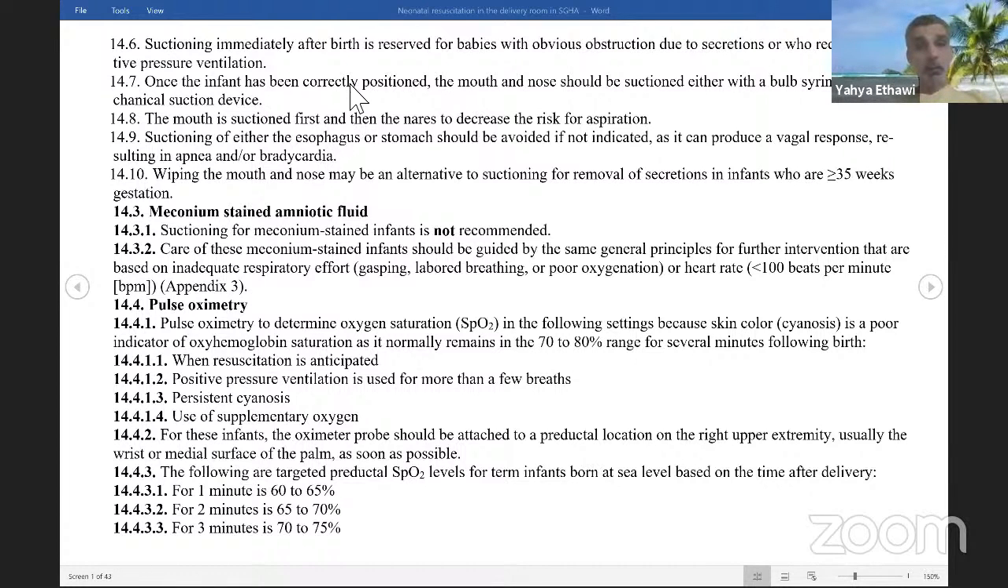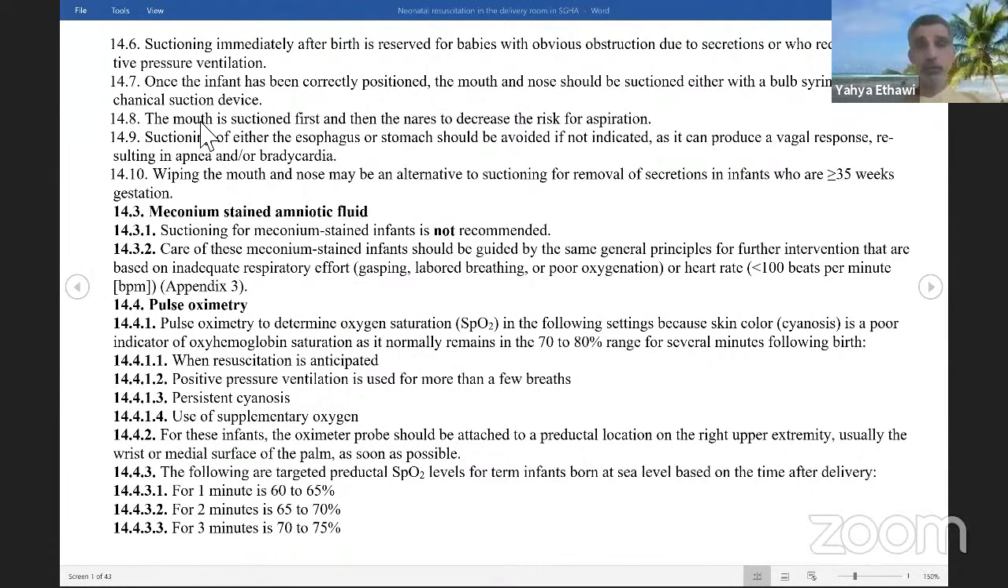Once the baby is correctly positioned, the mouth and nose are suctioned by bulb syringe. Again, bulb syringe, okay? And if somebody is refusing the bulb syringe in the labor room, report to me. I will talk with him or her. We know we use bulb syringe, and if we don't have it, we can use mechanical suctioning, and if we don't have that, we can use the electrical. So you can use the mechanical, the bulb syringe, or the electrical.